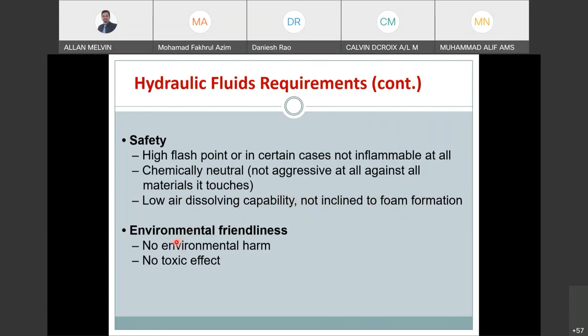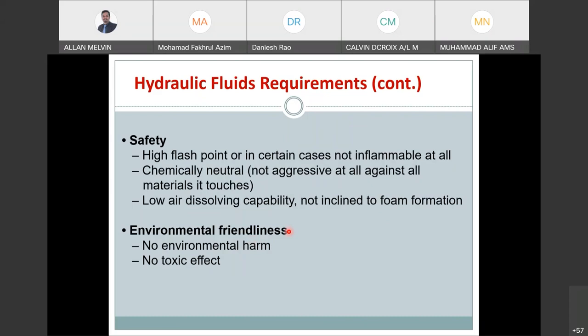Okay, so the next one is environmentally friendly. Environmental friendliness must be ensured. Meaning, after you use the oil, how are you going to dispose of the oil? Don't just change the oil when servicing your car and pour it into the drain. This is what some unethical people are doing, to cause environmental disasters, environmental effects.